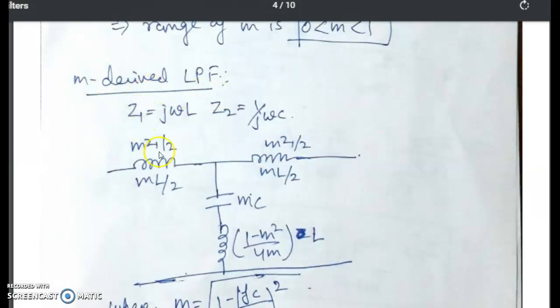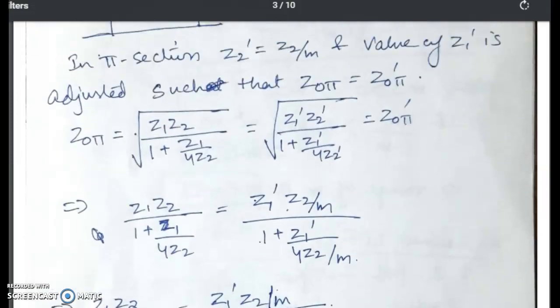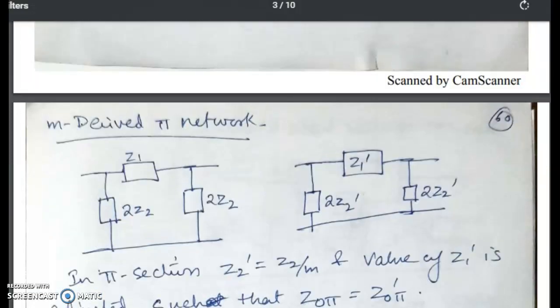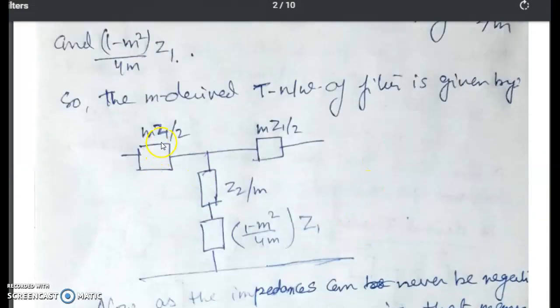In the case of low pass filter, the series impedance Z1 is equal to j omega L and Z2 is equal to 1 upon j omega C. So when we put this value in the T network of the M derived filter, which we obtained earlier, Z1 is equal to j omega L and Z2 is equal to 1 upon j omega C. When we put it here, M into j omega L upon 2, that means Z1, this element is an inductor whose inductance is equal to ML by 2.